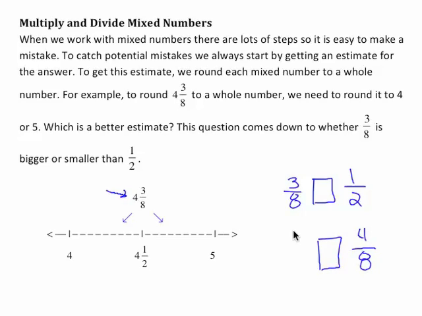So when I'm comparing 3/8 to 1/2, I want to compare 3/8 to 4/8, because now it's easy to see that 3/8 is smaller than 4/8. So over here, 4 and 3/8 is going to end up on this side of 4.5, which means it's closer to 4. So when I'm getting an estimate for 4 and 3/8, I'm going to use the whole number 4, because 4 and 3/8 is closer to 4.